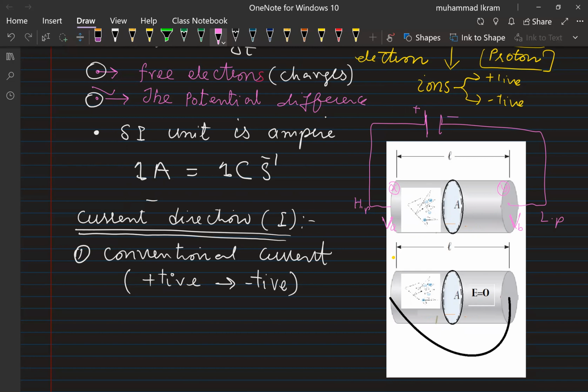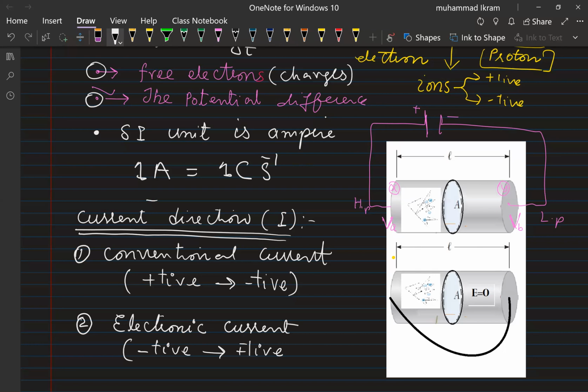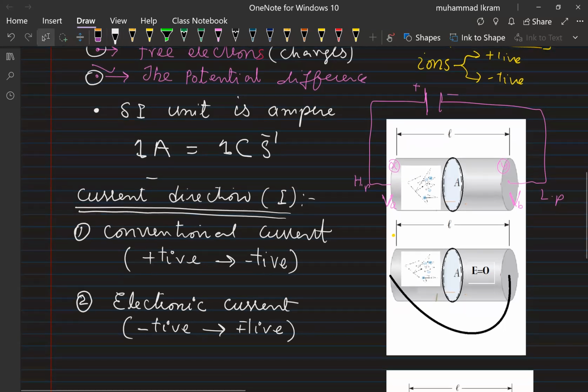This will cause a steady flow of current and the electrons will now flow in the circuit. The current direction may be taken from the positive towards the negative or from the negative towards the positive. In both aspects I'm going to explain. One, we call the electronic current direction: that is when the current direction is taken from the negative terminal of the battery towards the positive terminal of the battery. Let us do the first one.